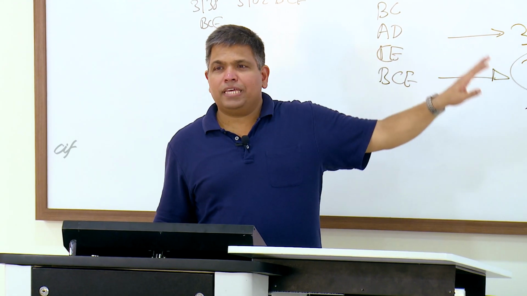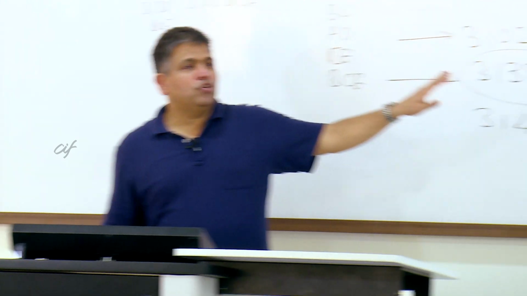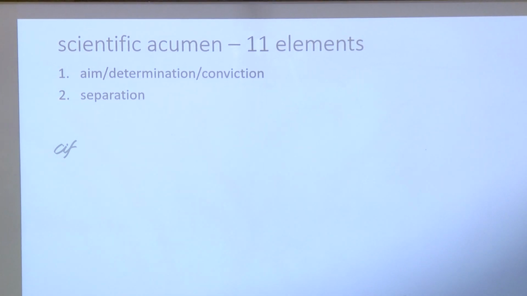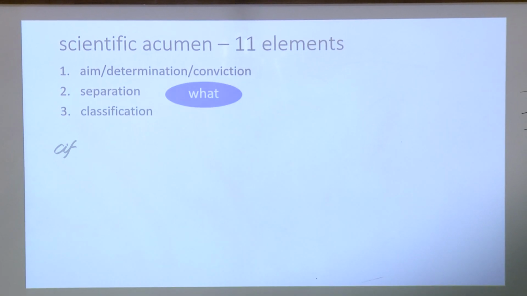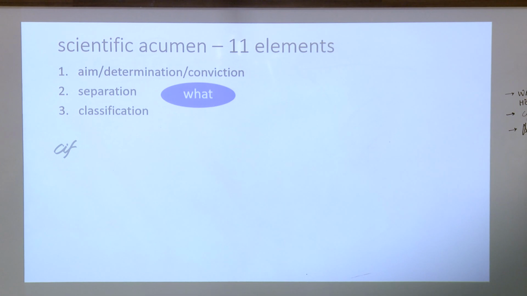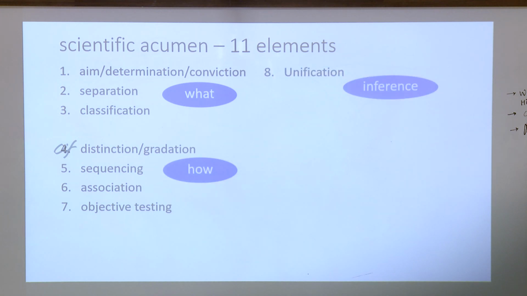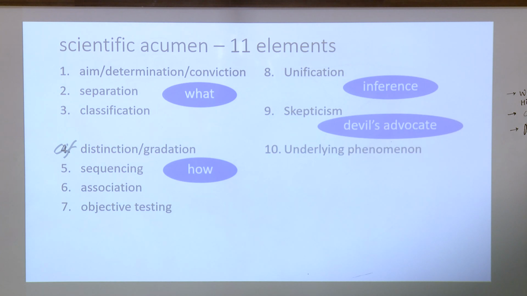Okay, so now quickly the English names for these. I knew there would be at least one French student in the class. So I just had a translation here. Aim, determination, conviction, some loose translation, not exact. Distinction, gradation, mahatva mapan, taratamya; sequencing, anukram; association, sahacharya; objective testing, indriya pramanya; unification is ekikaran; skepticism is samshay, right? Underlying phenomenon, that's my translation, guys, karya karana bhav; and confusion, delusion, that's indriya bhram.